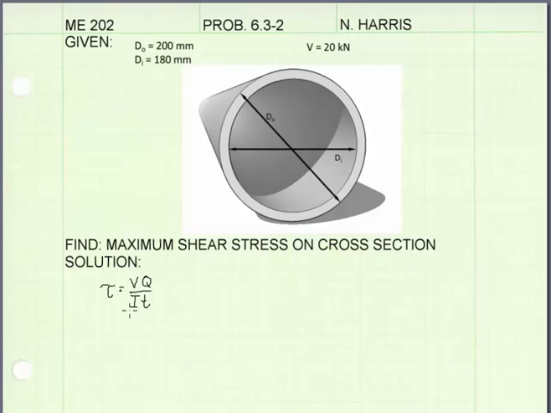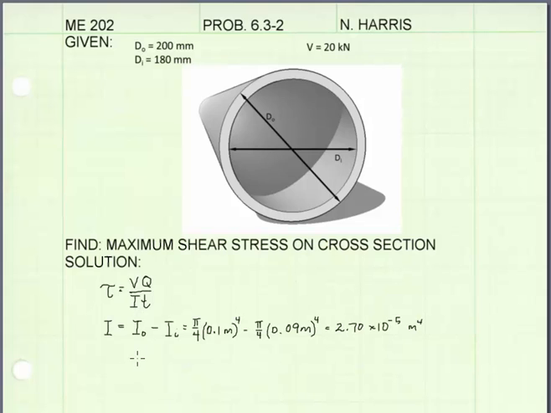To get an answer for this problem, we will be using the shear formula, which has internal shear force, Q, moment of inertia, and member width in it. We need to find these terms. V is given, that's 20 kilonewtons. Next, I'm going to find the moment of inertia for this cross-section.